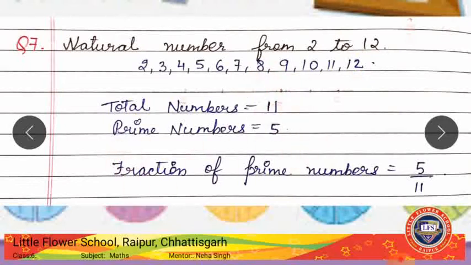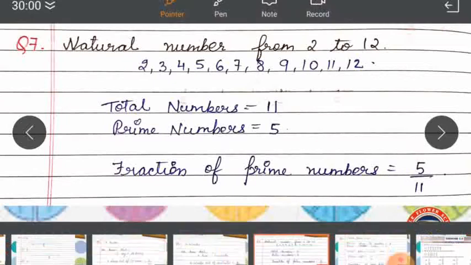How many of them are prime? See, 2 is a prime number, 3 is a prime number, prime, composite. We have covered all these topics in the whole numbers chapter, chapter 2. So the prime numbers are 2, 3, 5, 7 and 11. So how many? 1, 2, 3, 4 and 5. So there are 5 prime numbers. So the fraction of prime numbers will be 5 upon the total numbers, that is 11. So 5 by 11, right?